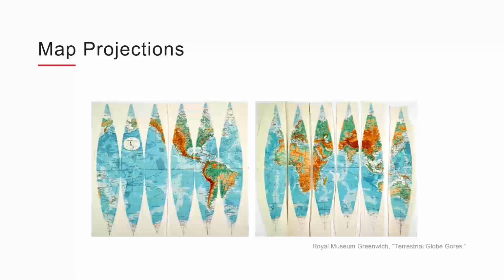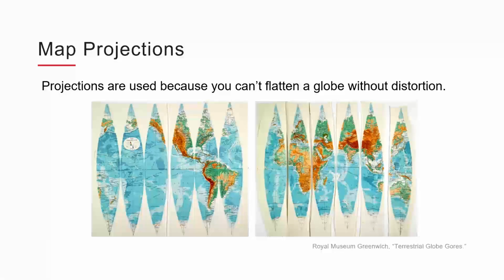If you peeled apart a globe really carefully, you might get something like this. These are called gores, and they're actually how most globes are made. The map is printed like this, and then the strips are cut out and pasted onto a blank sphere. So projections are used because you can't flatten a globe without distortion or without breaks.